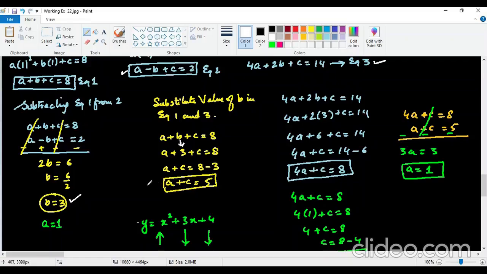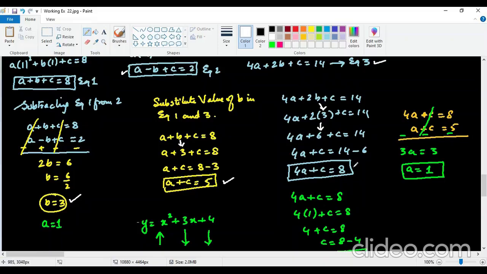That means a plus c equals 8 minus 3, which gives us 5. So this equation is going to help us in solving the next part. Now, when it comes to equation 3, I am replacing this b with 3 again. So 2 times 3 gives us 6. So 4a plus 6 plus c equals 14, and 4a plus c equals 14 minus 6, giving us 8.